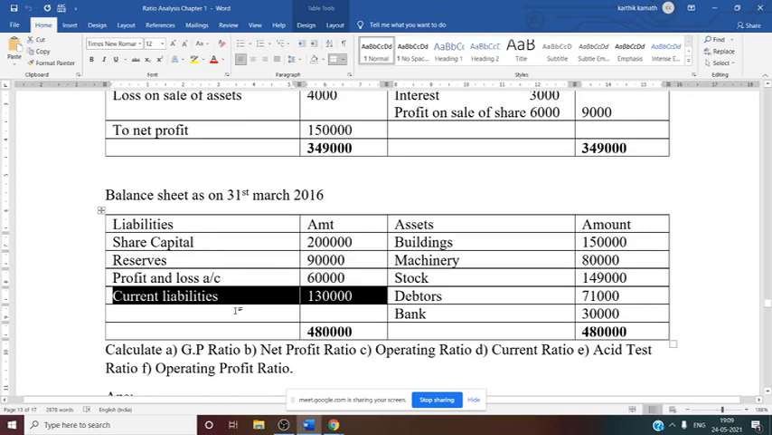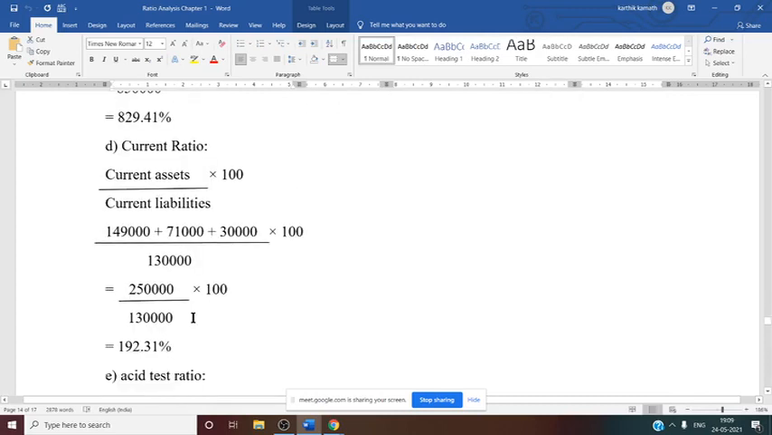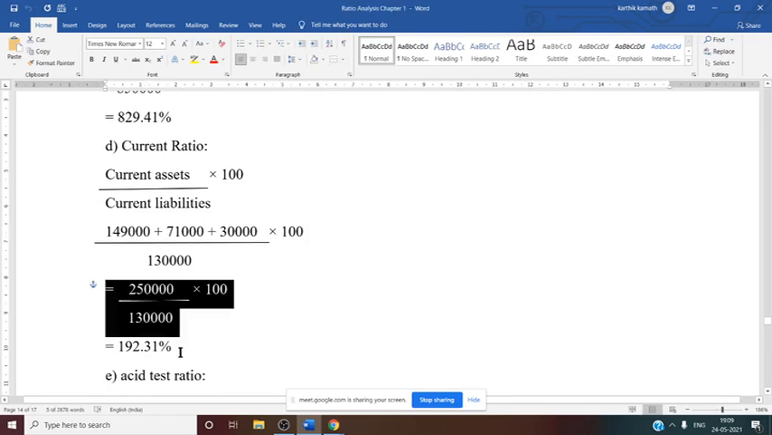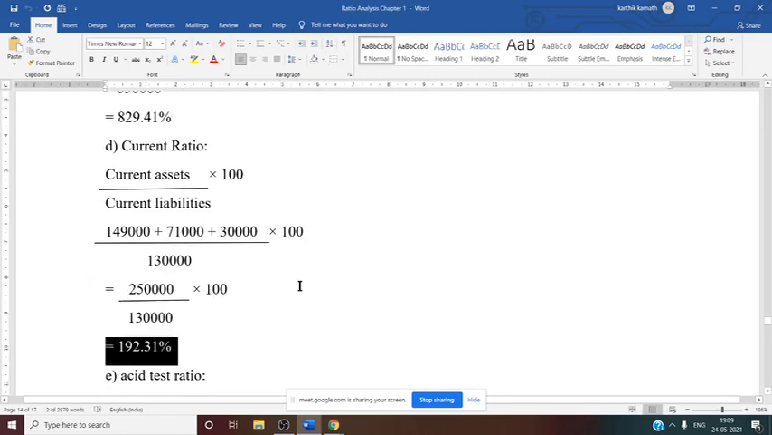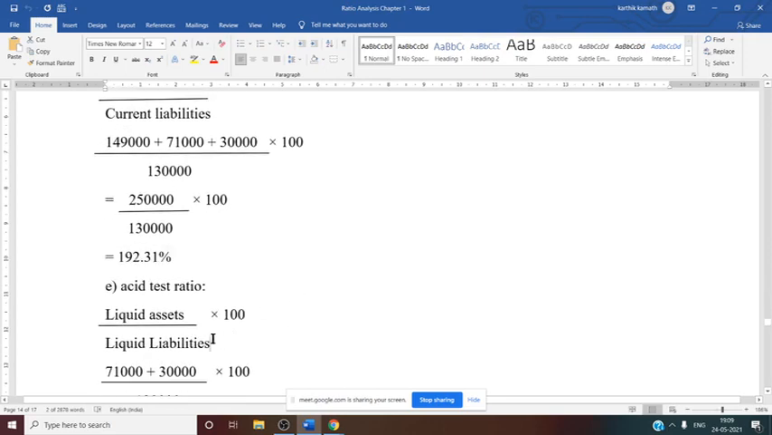Now just calculate the current ratio: 2,50,000 divided by 1,30,000 into 100, you will get 192.31% as the current ratio. That is nothing but 1.92:1.